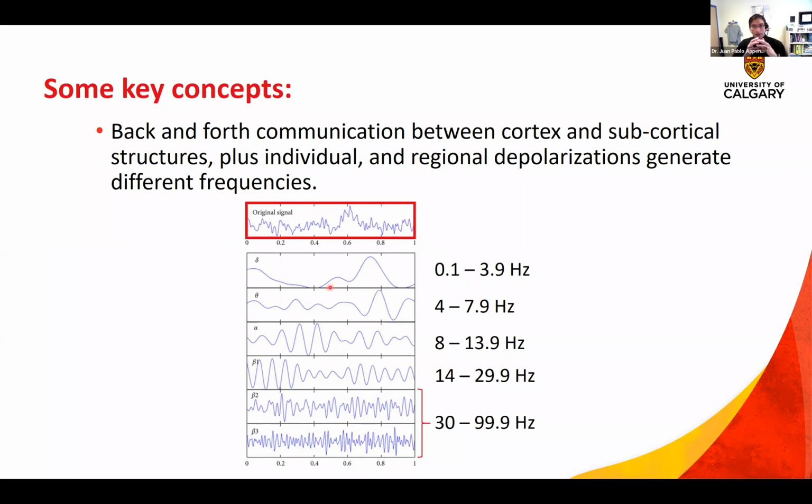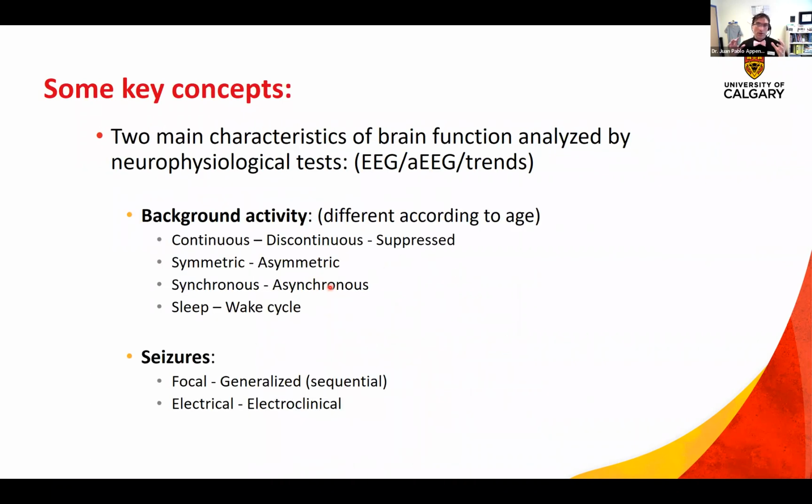And when we are able to tease out all this information, we can see the percentage of each of the waveforms, and we can then transform this information into the trends that you will soon see more in the next slides. But essentially what we do with the EEG and the trends is analyze two big components: the background activity and whether there are seizures or not.